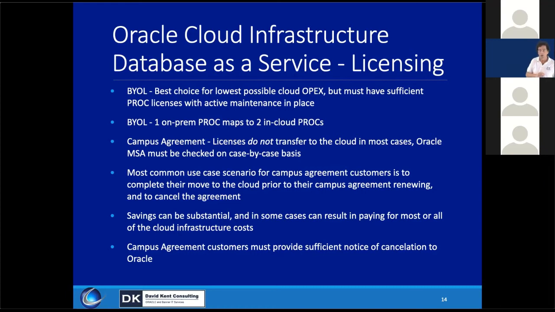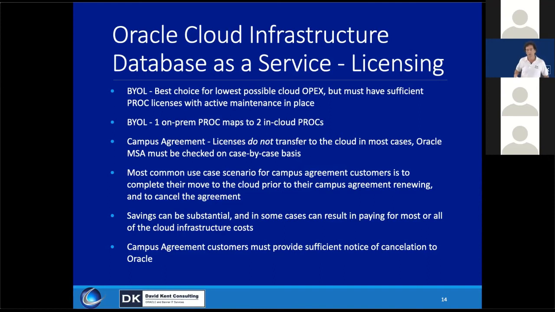You just want to time it so that your campus agreement doesn't reset while you're in the middle of a migration. Okay, so savings can be substantial for losing the campus agreement when you go into the cloud. Savings can also be substantial, and we've had a couple of use case studies where it might be cheaper to lose your processor-based licensing when you go into the Oracle Cloud because there is a maintenance cost that's associated with that processor licensing.